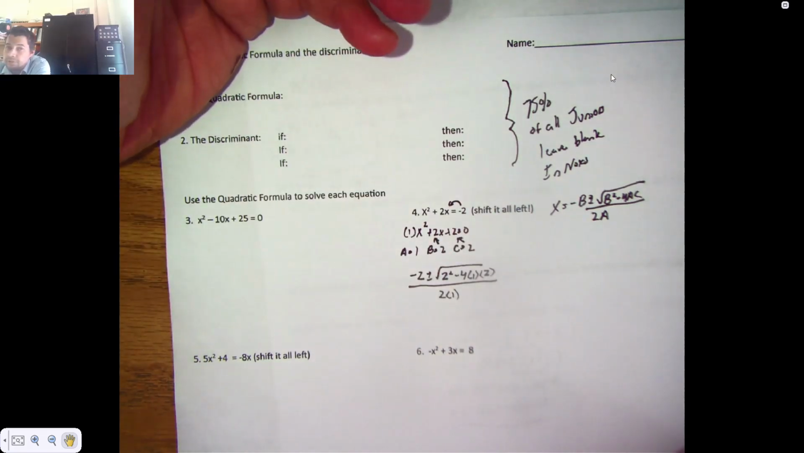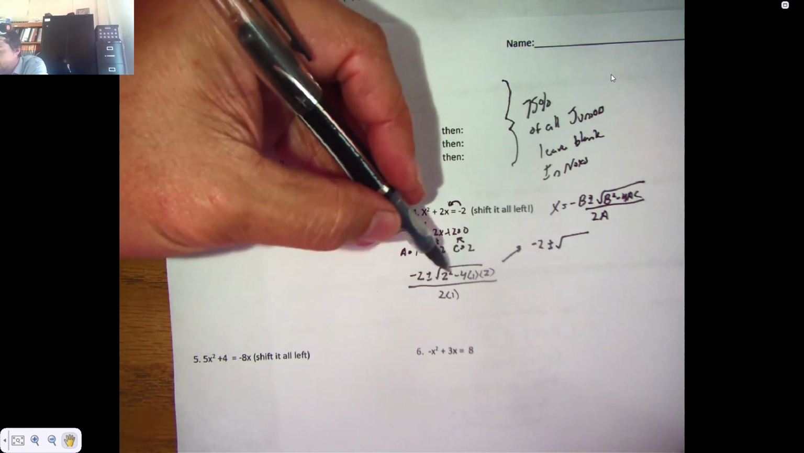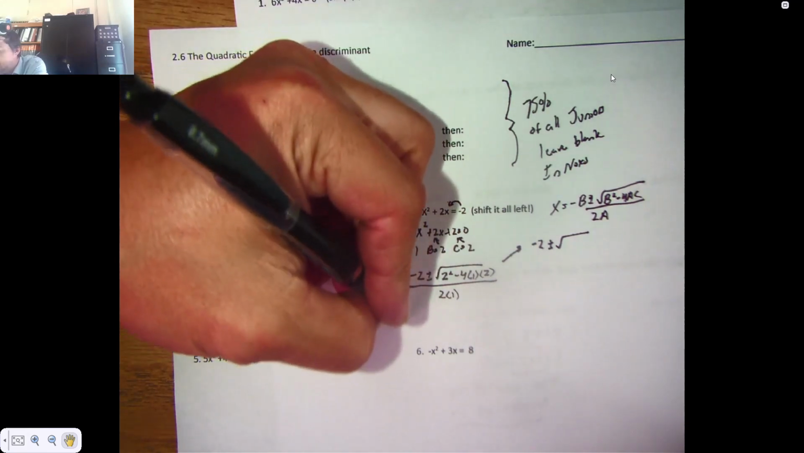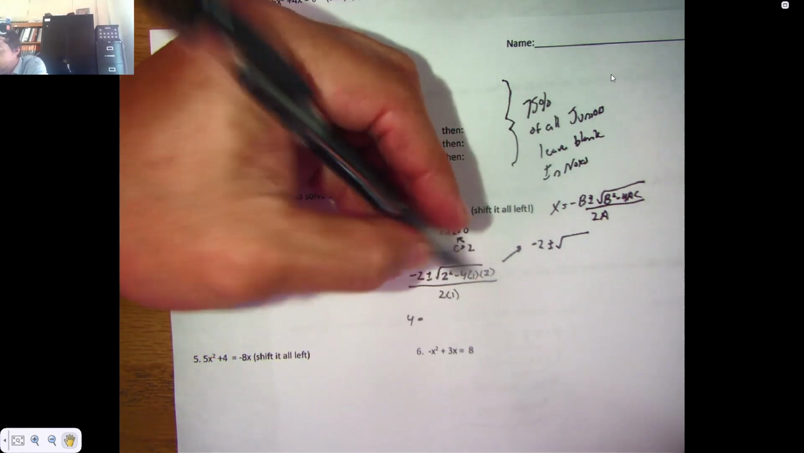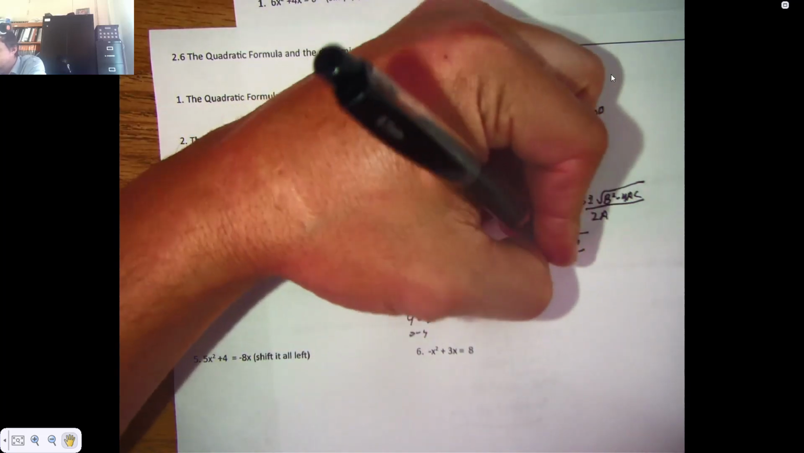This is a freshman level skill. It is, I swear. I'm going to simplify. Think about what's in there. 2 squared is 4. 4 times 1 times 2 is 8. So negative 4. Both pieces over a 2.